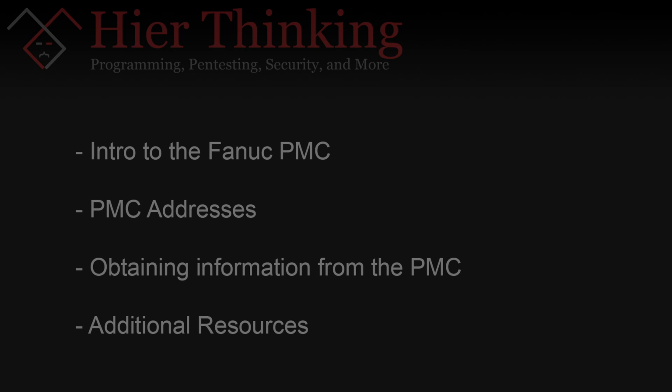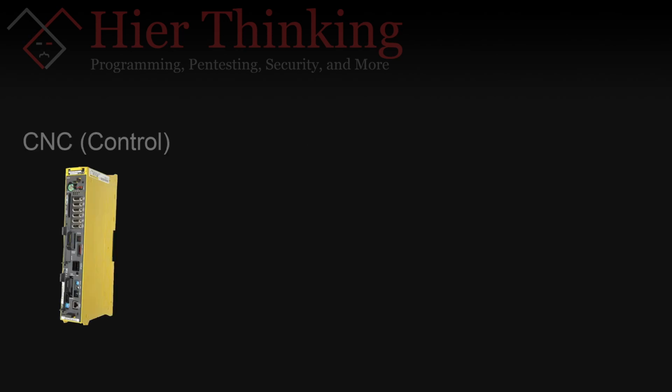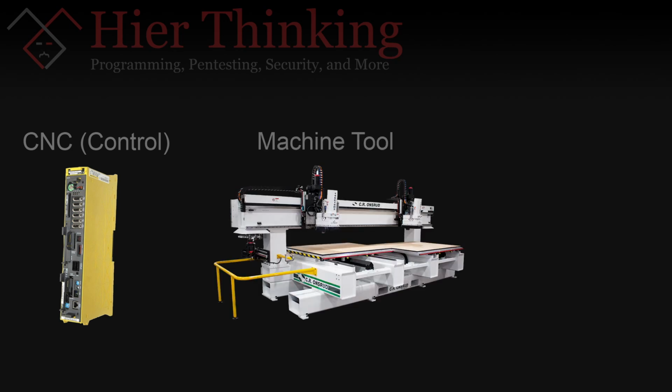First, we need to define some terms. The first term we need to define is CNC. In this case, the CNC is going to refer to the Fanuc controller. This is the piece of hardware that controls all the functions of the machine. It's responsible for taking user input and making the machine move. Second is machine tool. The machine tool is going to be the router, robot, mill, lathe, or other physical piece of machinery that the CNC is controlling.